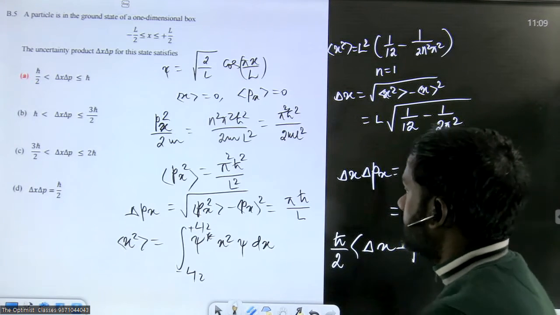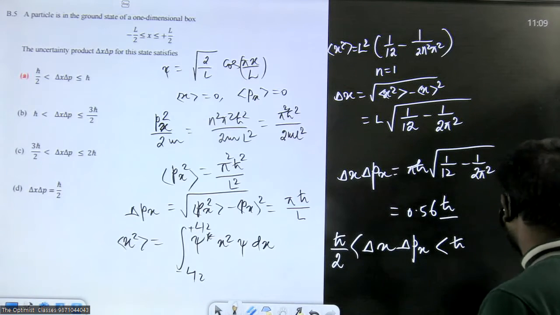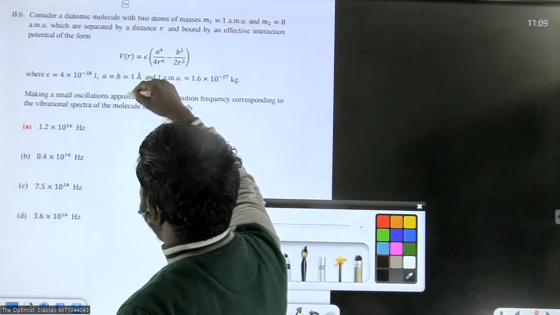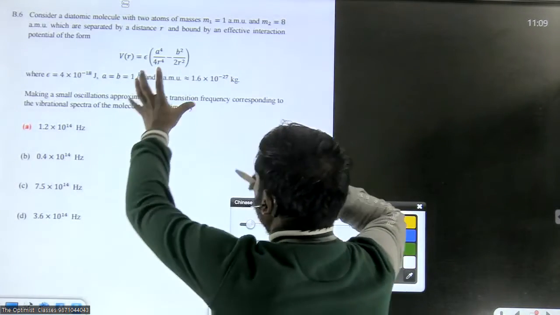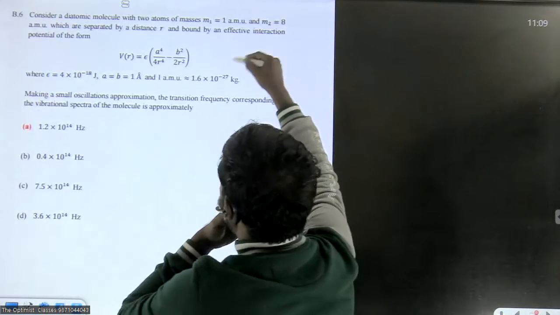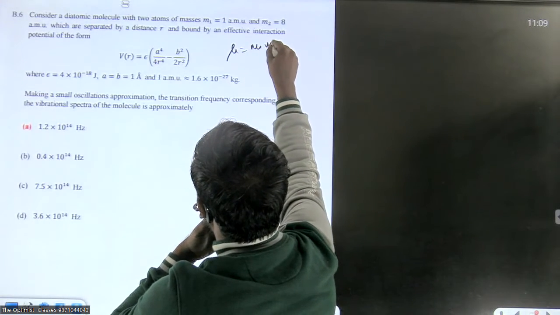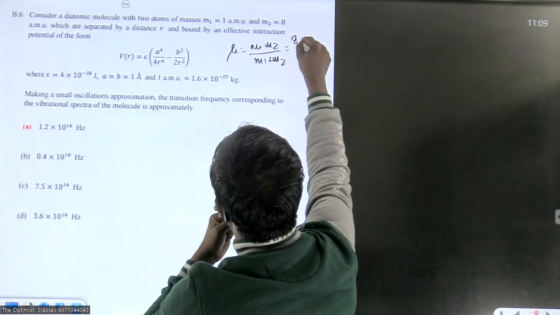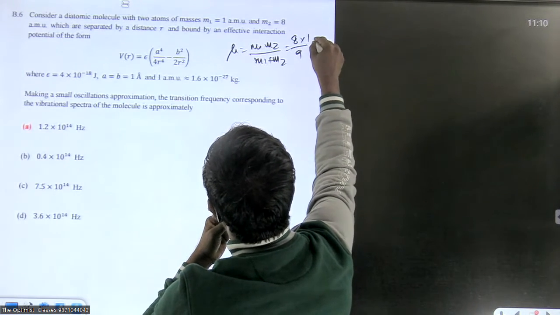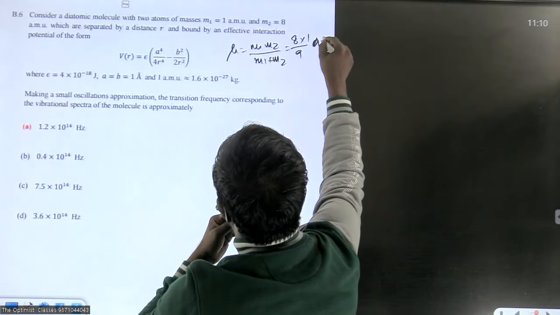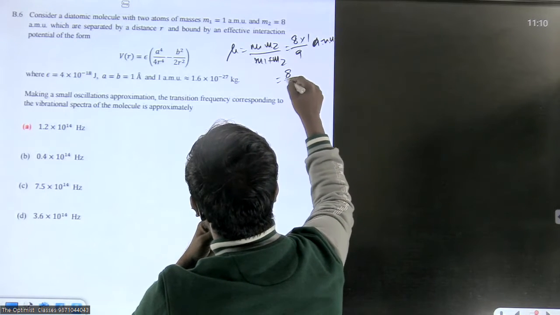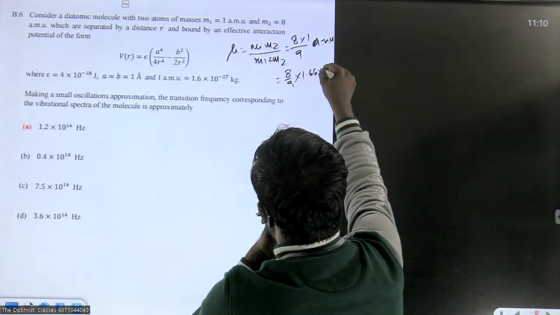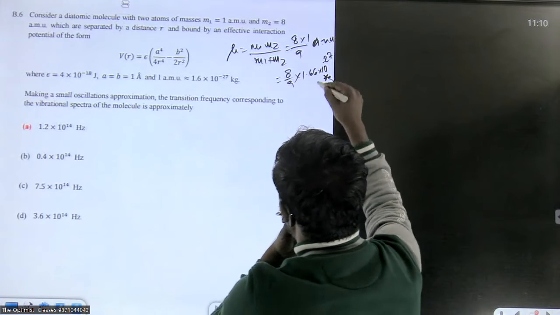All right, so this is quite a calculative question. Now this one, yeah, this is the potential considered for a diatomic molecule. In a diatomic molecule, these are the masses. So we'll calculate the reduced mass like this: m1 into m2 divided by m1 plus m2. That is given to be 8 into 1 divided by 9 mu. You can convert the atomic mass unit. So this is 8 by 9, and since your answer is given in SI unit, 1.66 into 10 to the power minus 27 kg. You can write like this.